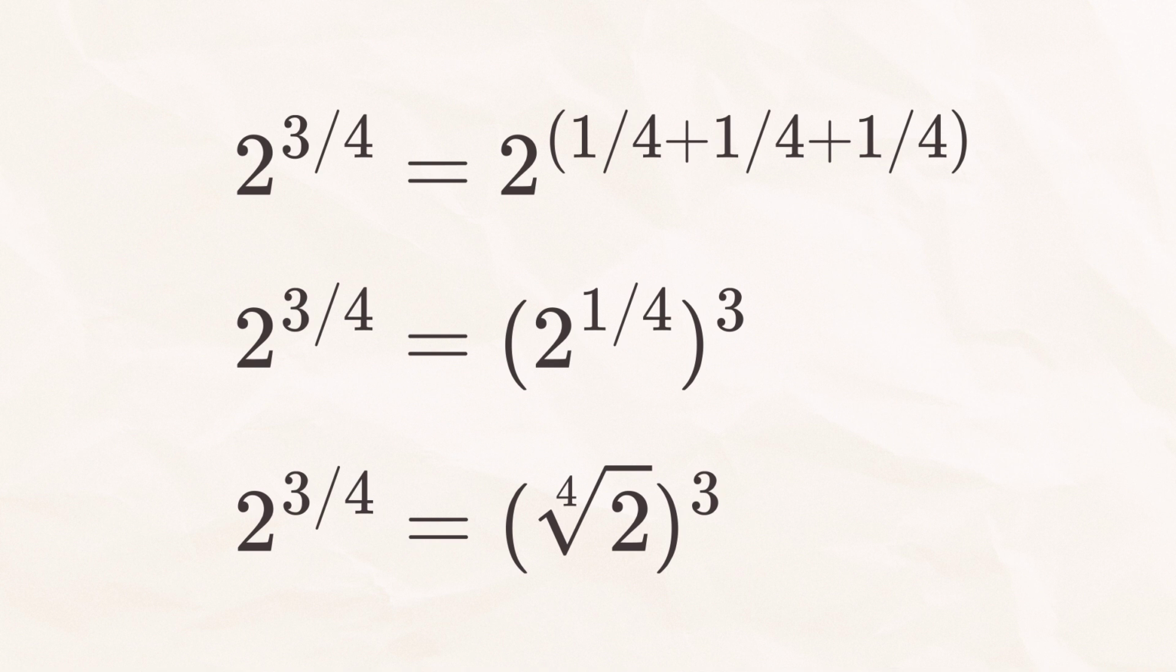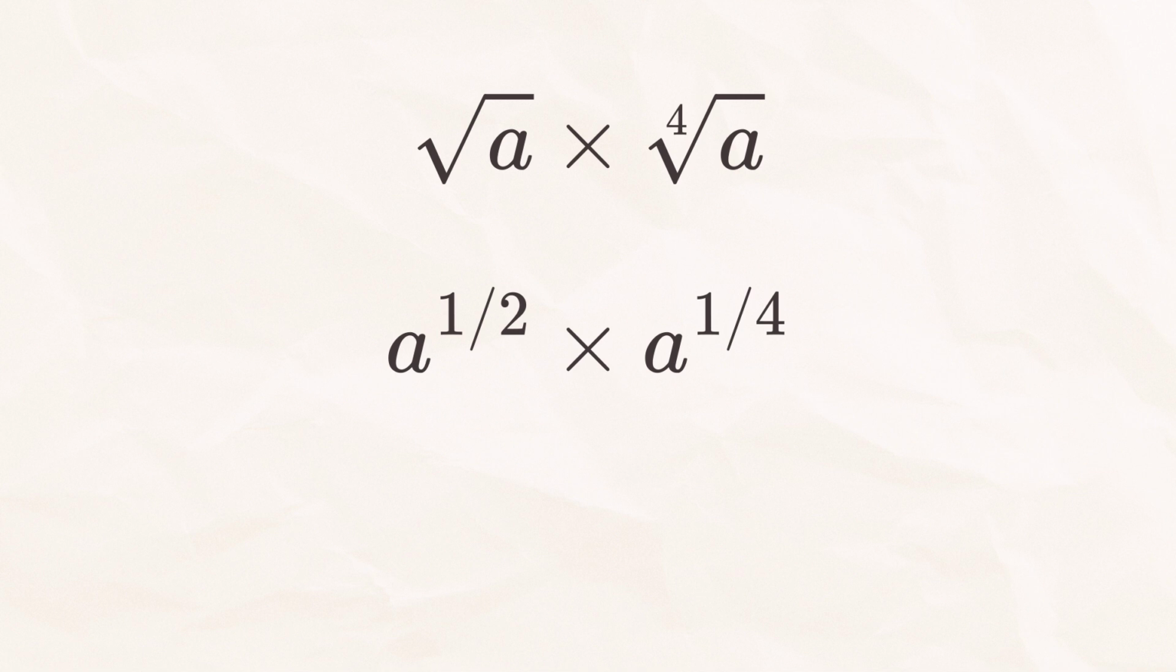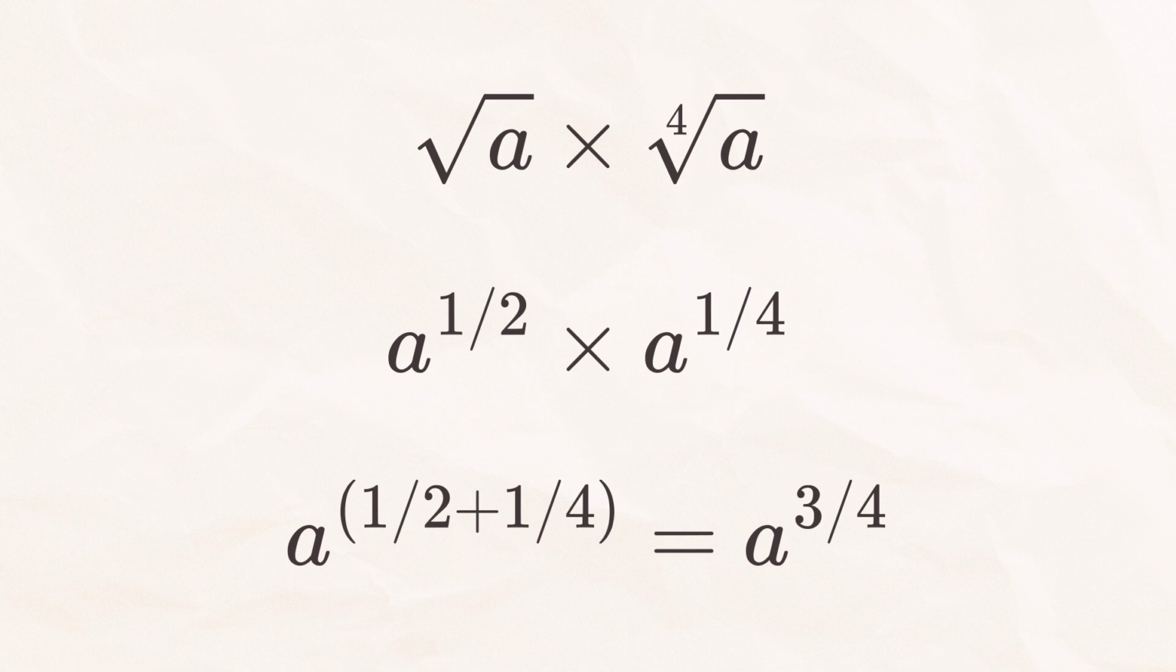Finally, being able to convert radical expressions to exponential form can also help us to multiply radical expressions, such as the square root of a times the fourth root of a. We can convert these to exponential form, a to the power of 1/2 times a to the power of 1/4. We can add the exponents to get a to the power of 3/4. So, this simple equation is a very useful tool and very much worth knowing.